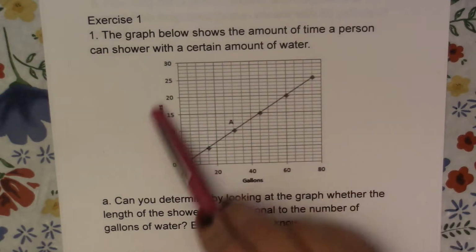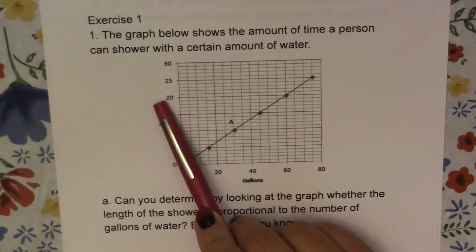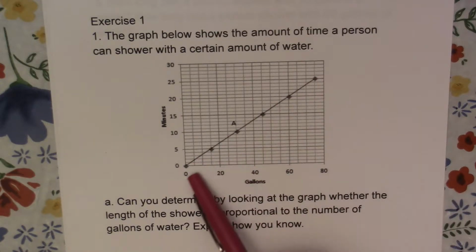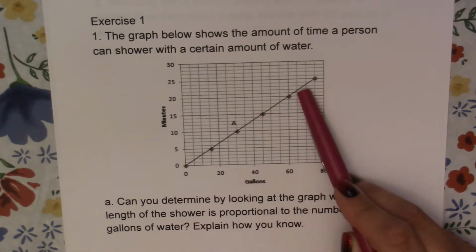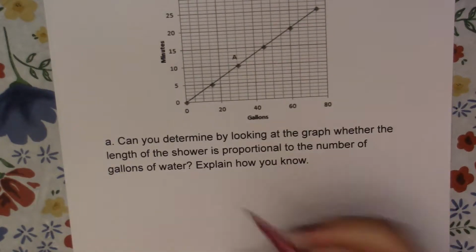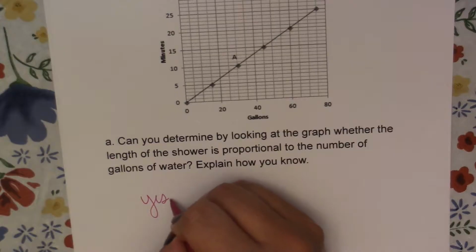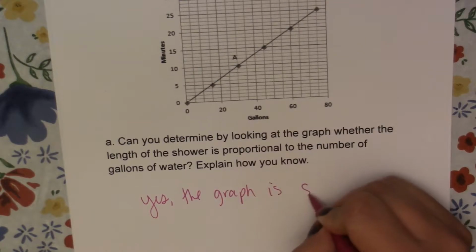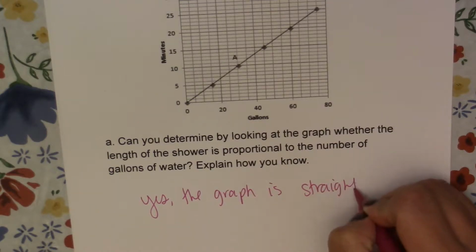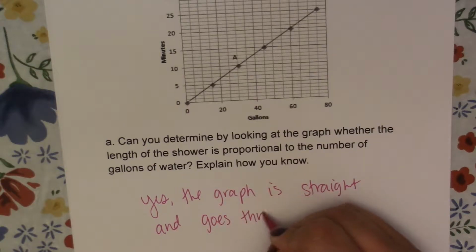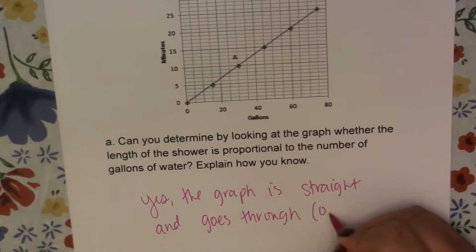So if we're just looking at this picture and trying to decide if it's proportional, we have to keep in mind the two characteristics that the graph must have. It must be straight, and it must go through that 0, 0 point, which this graph is straight and does go through 0, 0. So the answer would be yes. The graph is straight and goes through 0, 0.